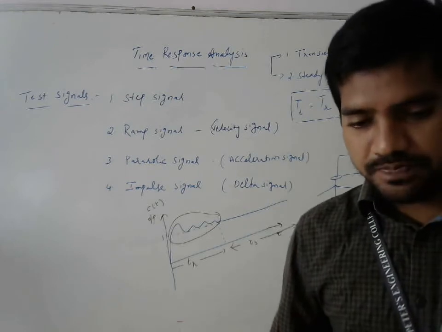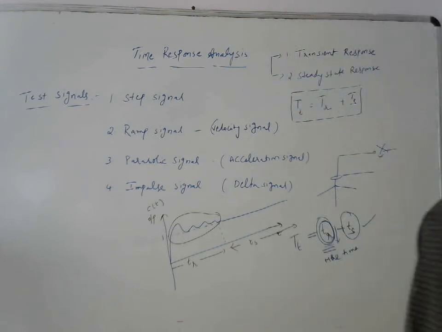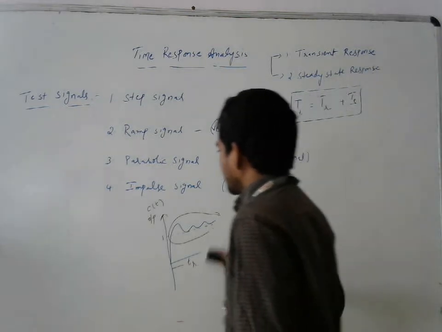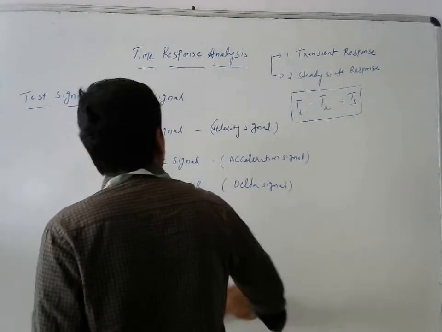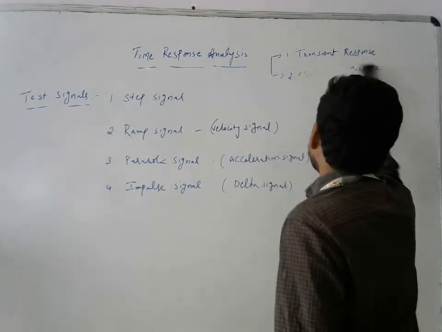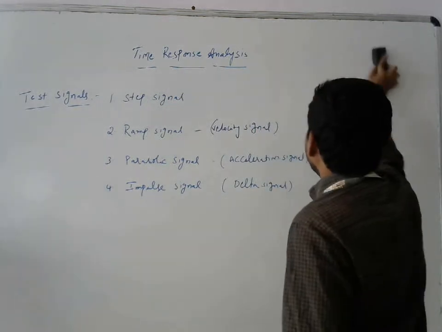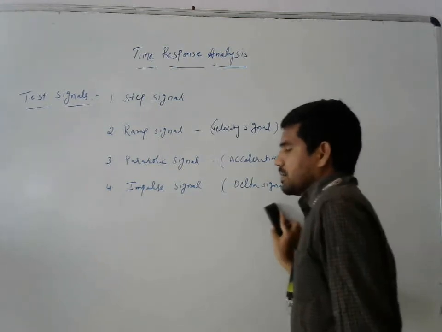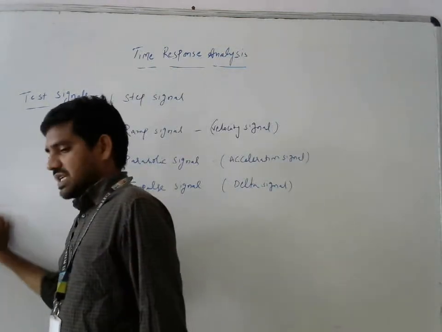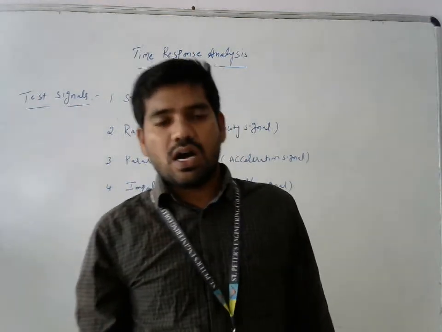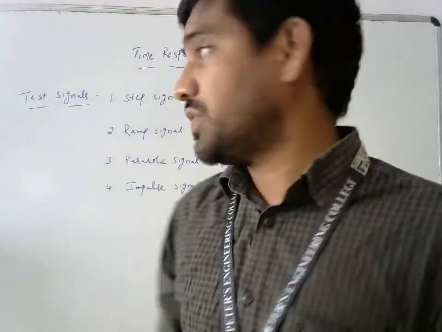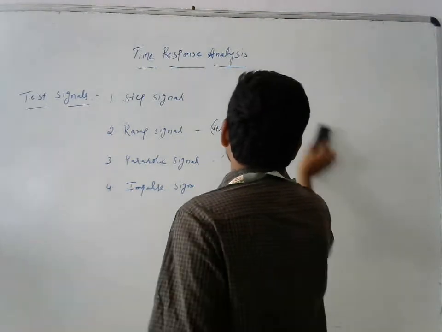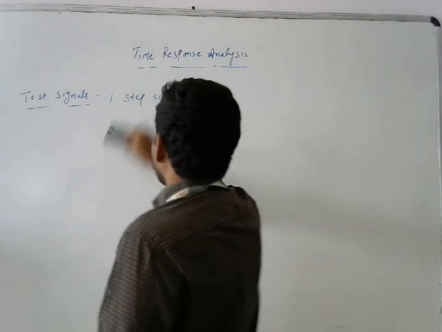Next, these are the two responses: the transient response and, at the same time, the steady state response. We always prefer to reduce the transient response. How we reduce the transient response depends on whether we are giving a step signal, parabolic signal, ramp signal, or unit impulse signal. First we have to know what is meant by a step signal. What is meant by a step signal?